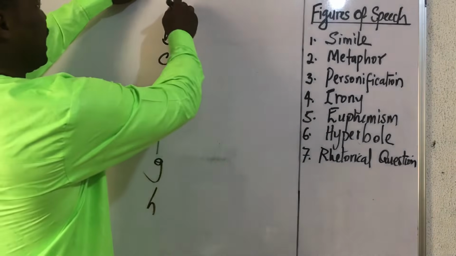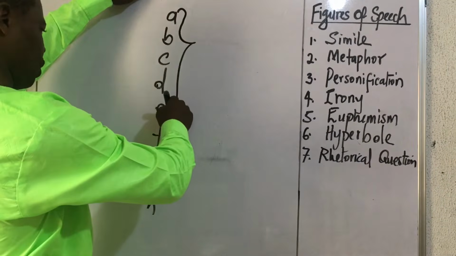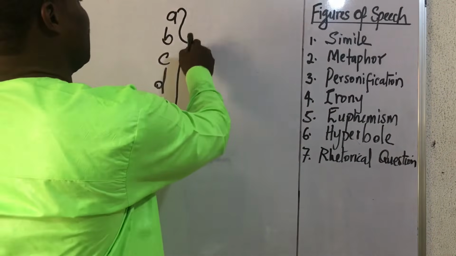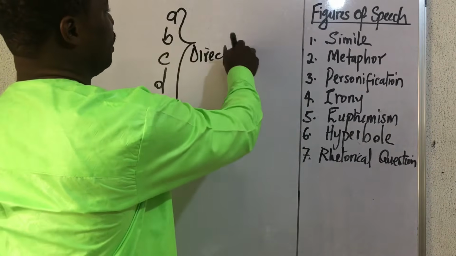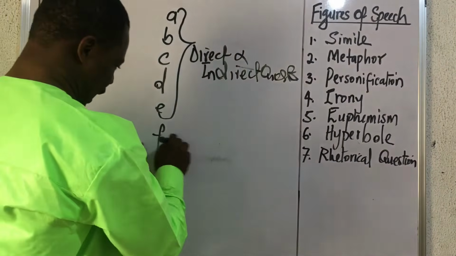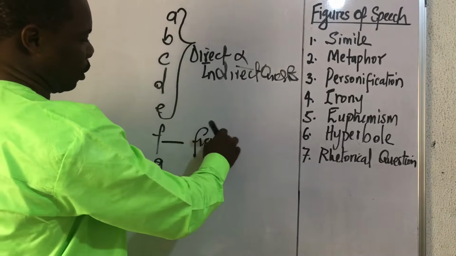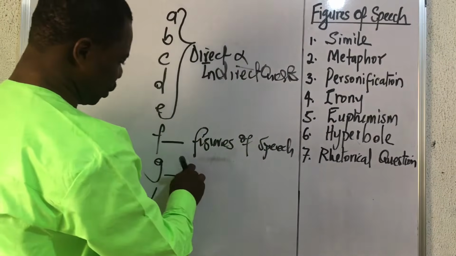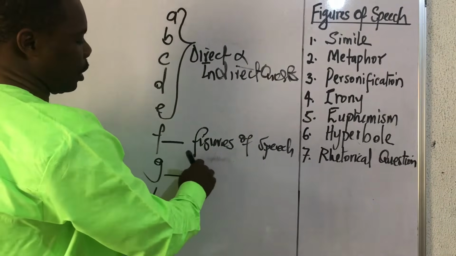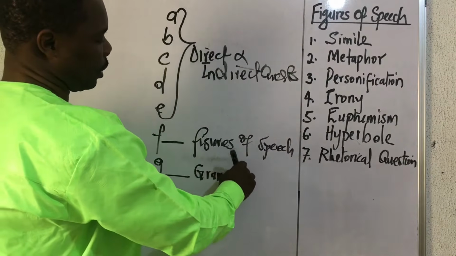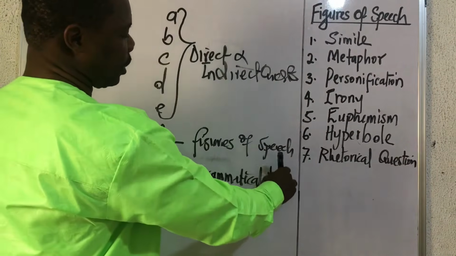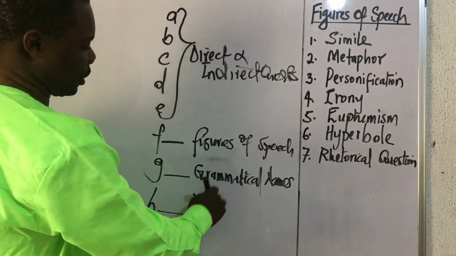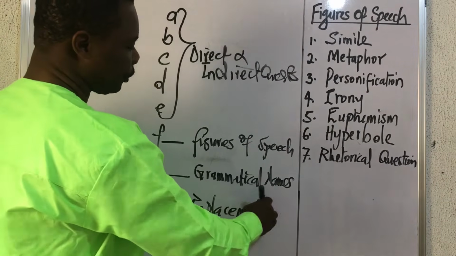Now, question A to question E, as the case may be, usually test students on what? Direct and indirect questions. Question F will test students on figures of speech. Question G will test students on grammatical names and functions. And then question H will test students on replacement of words.